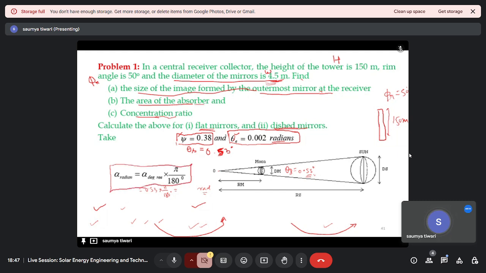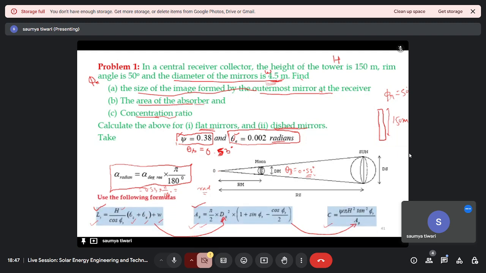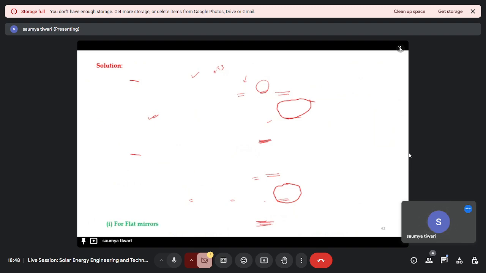So let's see. We already need to know the formula for the size of the image, the area of the absorber, and the concentration ratio. That's why I have said that these formulas you need to remember. Okay, so let's see it one by one.